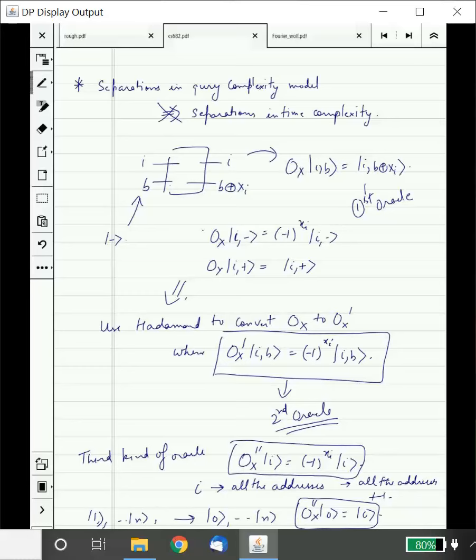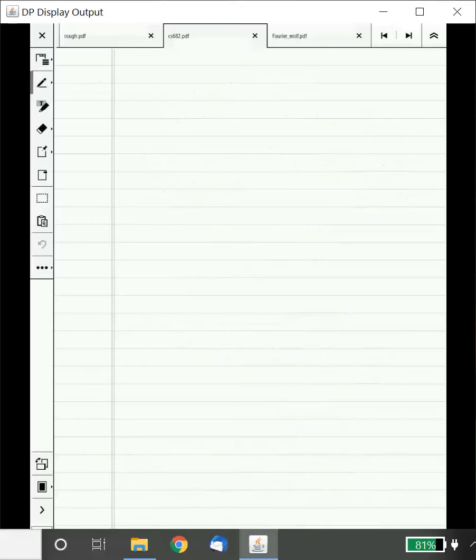You can also show that this is a similar oracle to O_X and O_X prime. All these three oracles are query oracles. When we are solving query problems, we can assume that we have any of these. They are equivalent. You might have a question of how Deutsch's algorithm was in the query model. You can observe that they are the same things.